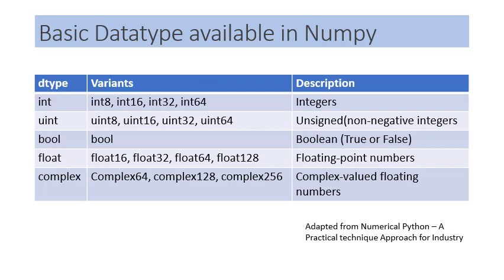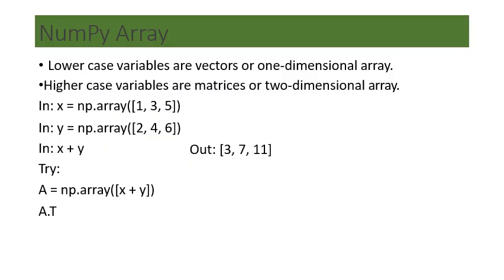And for the data types, int is basically integers, uint is unsigned non-negative integer, bool is boolean, and float is a floating point number. It can be float16, float32, float64, float128. Complex is a complex-valued floating point number. So it is adopted from the numerical Python approach. In a NumPy array, as mentioned, lowercase variables are vectors, or one-dimensional arrays. Uppercase variables are matrices, or two-dimensional arrays.